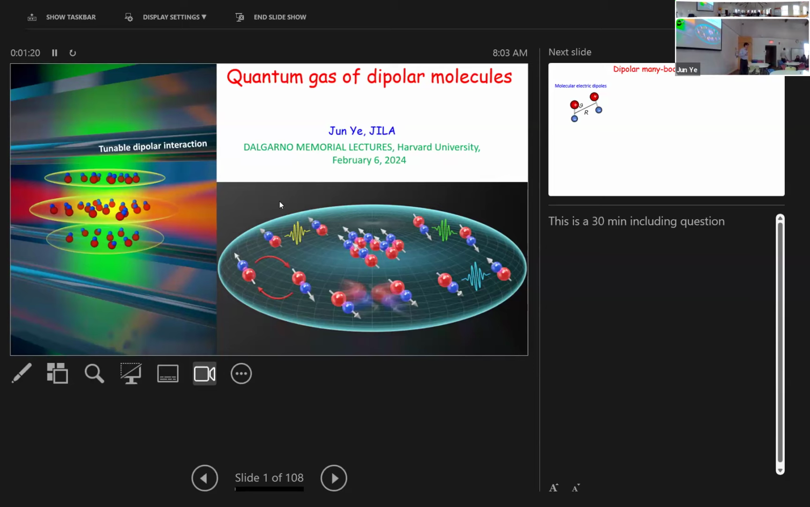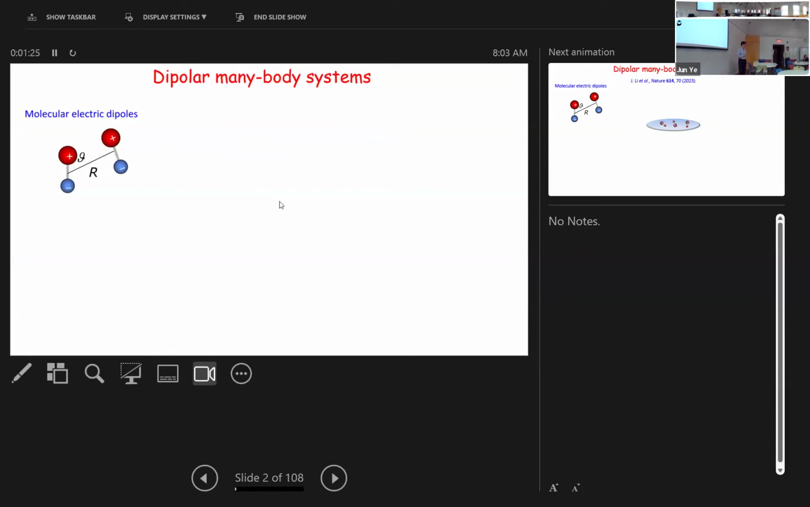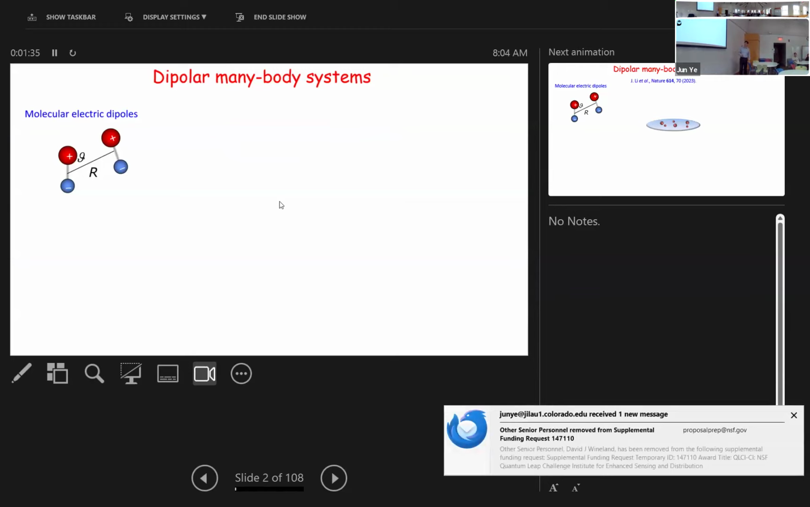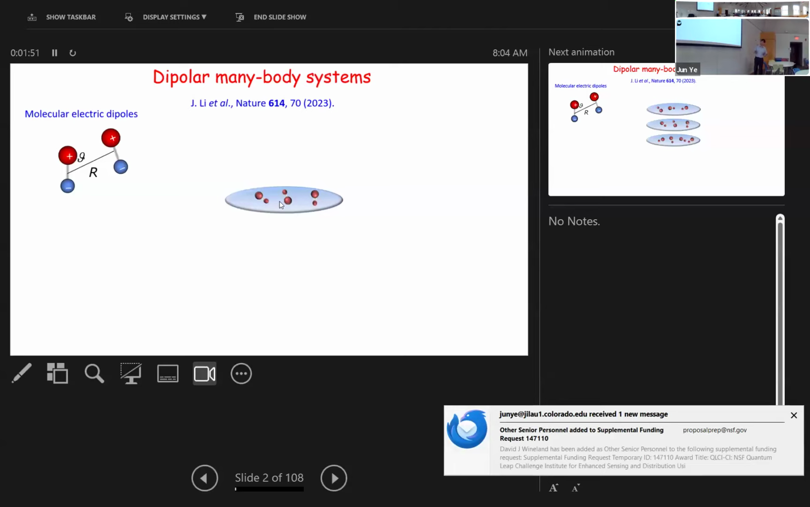Why do we study dipolar molecules? One simple reason is that you have this dipole moment that can be controlled very easily with the electric field. It has long-range, strong dipolar interactions that can bring in some new functional knobs for many-body physics. One long-standing inspiration in the field has been: let's create a degenerate quantum gas of molecules in different spatial geometries, such as 2D traps like this.